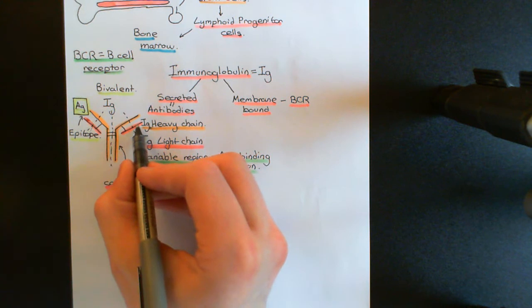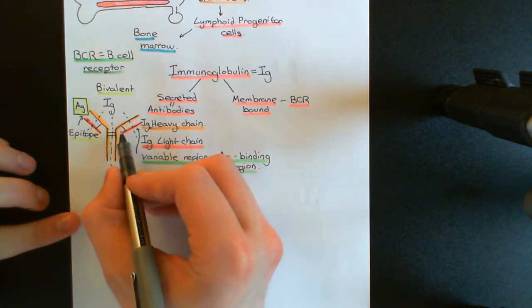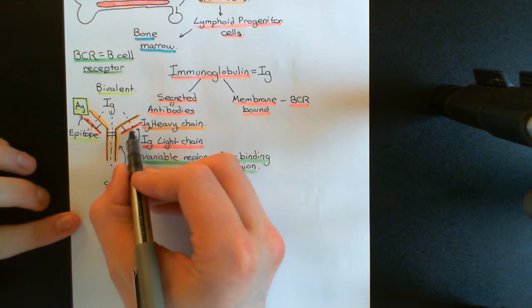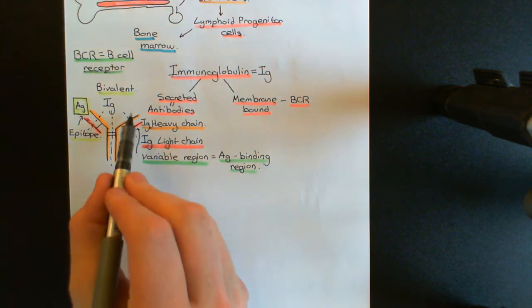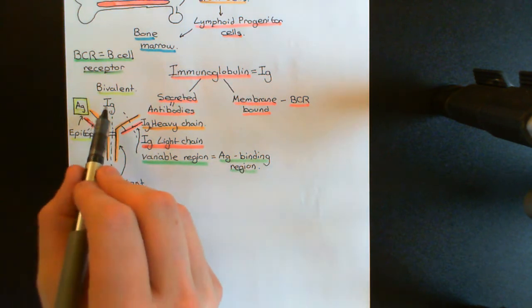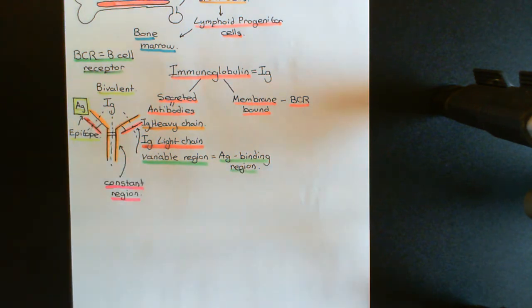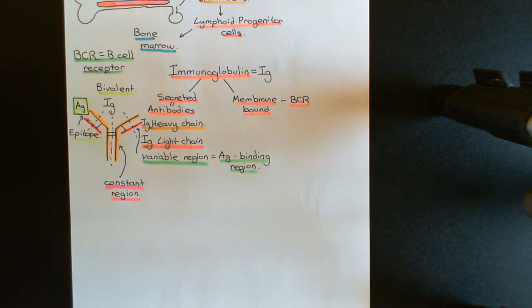Similarly, with the immunoglobulin light chain, this portion will be the variable portion of the immunoglobulin light chain, and this portion will be the constant portion. Okay, so we have variable and constant portions for both the immunoglobulin heavy chain and the immunoglobulin light chain. The variable portions make overall the variable regions, which are the antigen binding regions of the entire immunoglobulin tetramer, and the constant regions make overall the constant region of the immunoglobulin molecule.